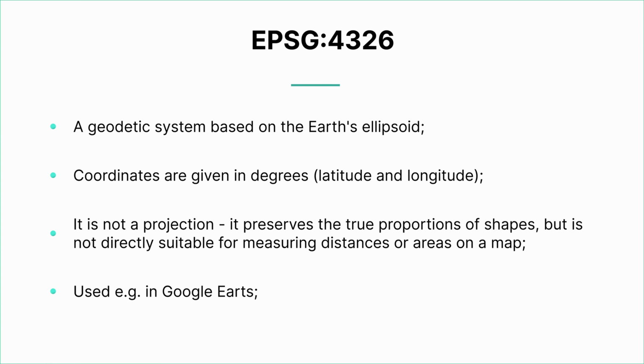EPSG 4326 is a geodetic system based on the Earth ellipsoid. Coordinates are given in degrees, latitude and longitude, and it is not a projection. It preserves the true proportions of shapes, but is not directly suitable for measuring distances or areas on a map. For example, it is used in Google Earth.